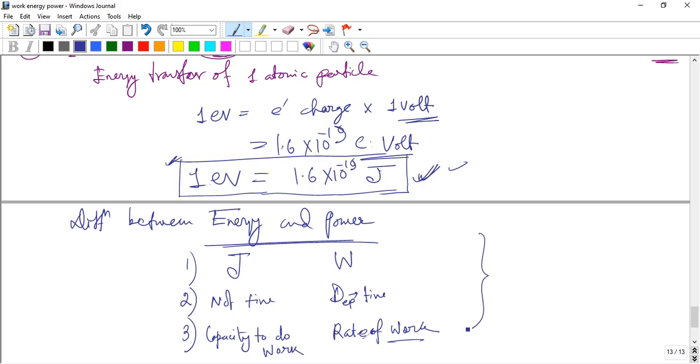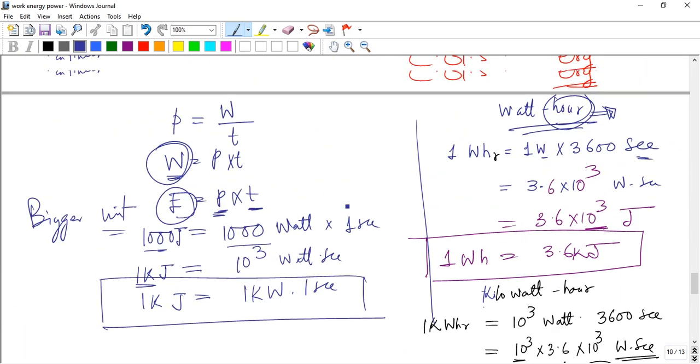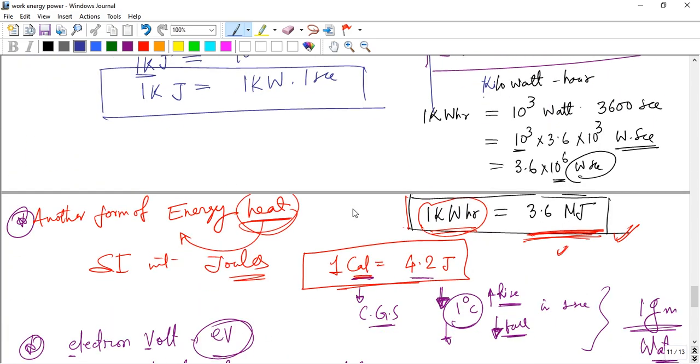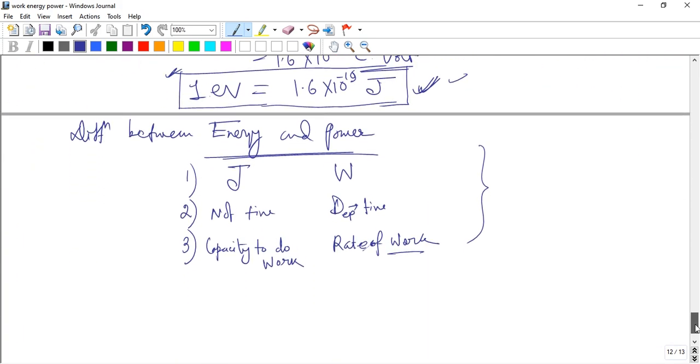Here we discussed the basic idea of work, energy and power, as in the previous two classes. If you have any doubt in this class, put it in the comment section and I will try to give the answer. And next class we discuss some numerical problems.